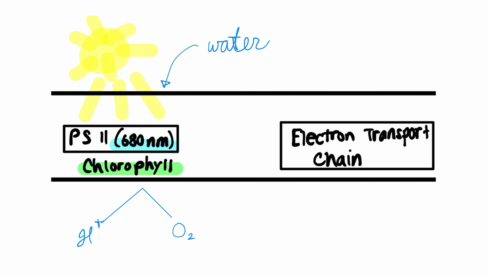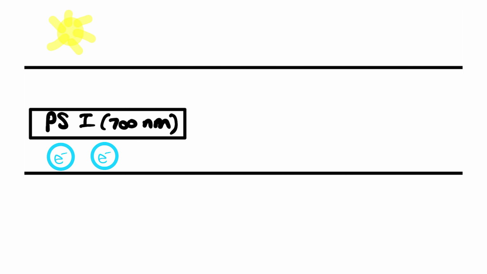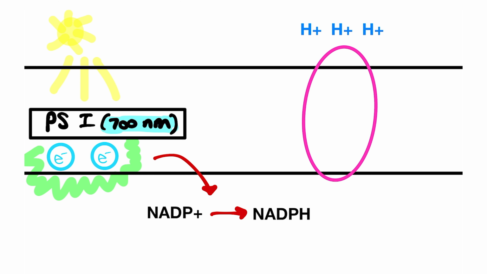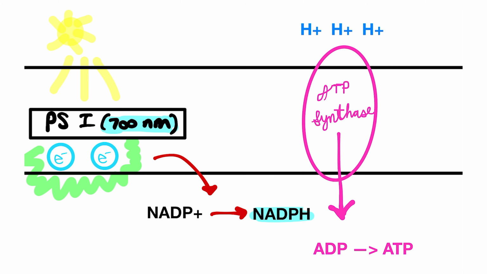The oxygen is going to be kicked out as a byproduct, and the hydrogen ions will move down the electron transport chain and diffuse across the thylakoid membrane. So now what? The electron now reaches photosystem 1. Photosystem 1 absorbs the sunlight at 700 nanometers, which excites the electron. Two electrons then combine with NADP+ to make NADPH. But we can't forget the hydrogen ions on the other side of the thylakoid membrane. They're going to diffuse through a protein channel, kind of like a little tunnel, called ATP synthase to make ATP from ADP.